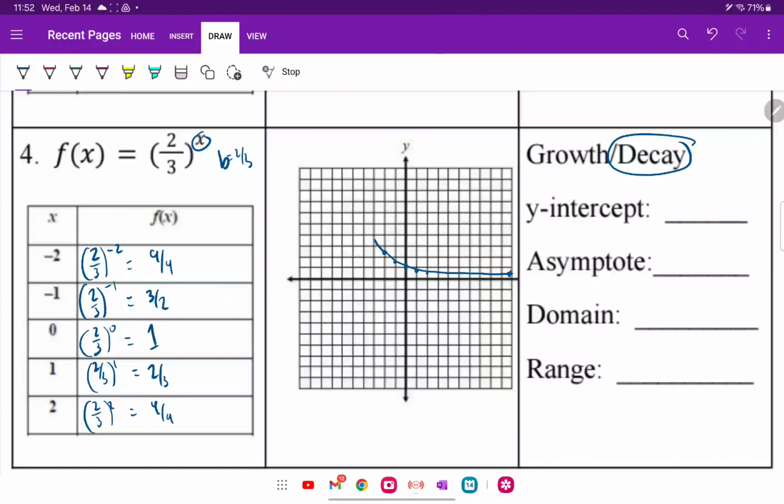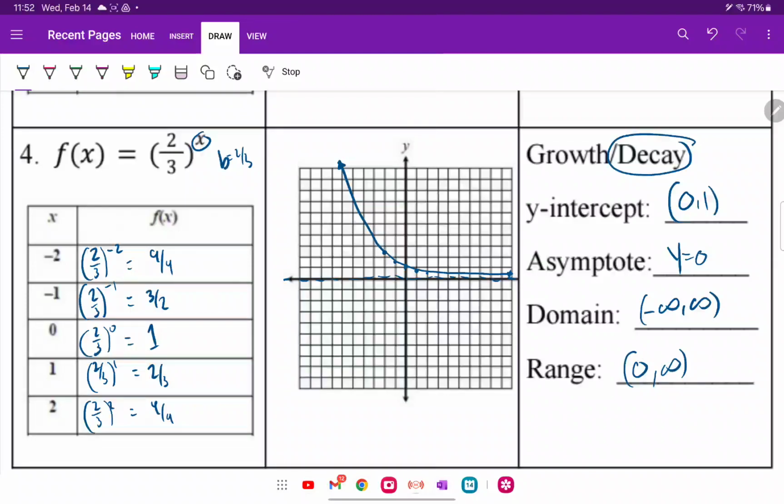And this one over here is going to the left like that. And there's my asymptote at y = 0. And we have our y-intercept still at 0, 1. Domain from left to right is -infinity to +infinity. And range is 0 to infinity again.